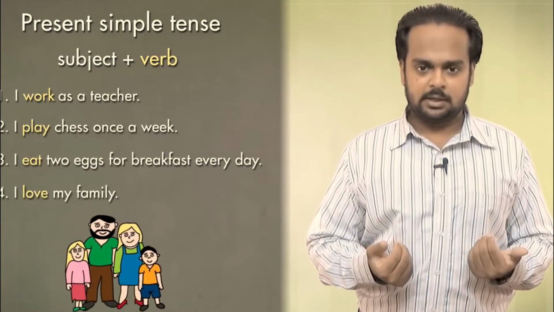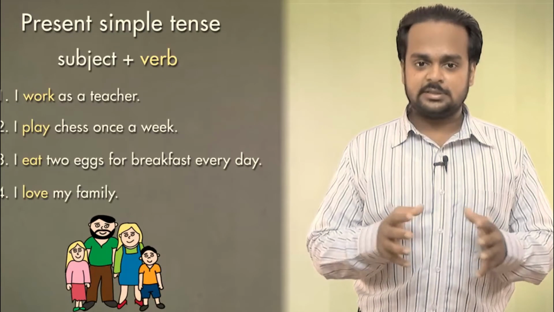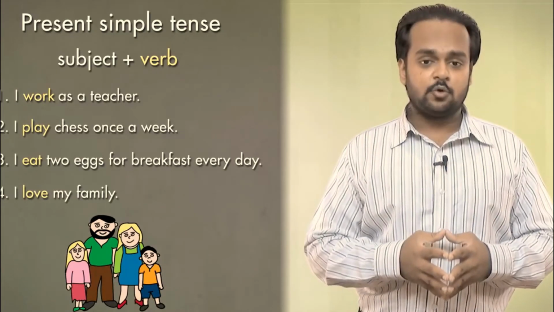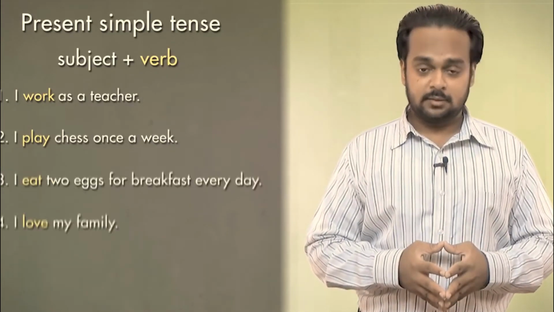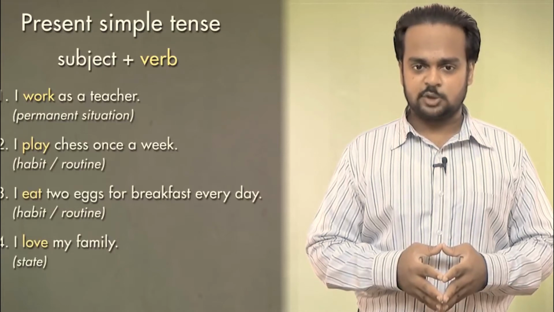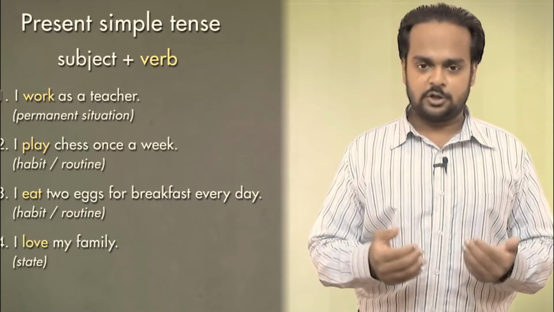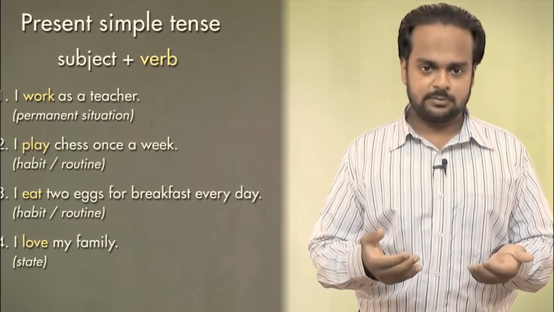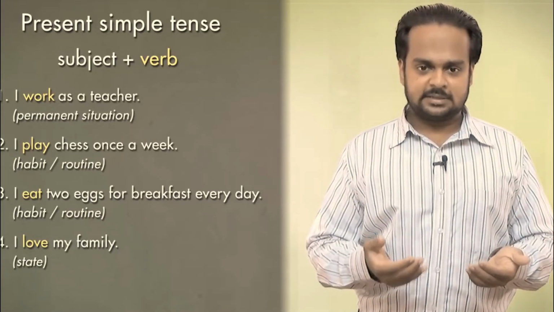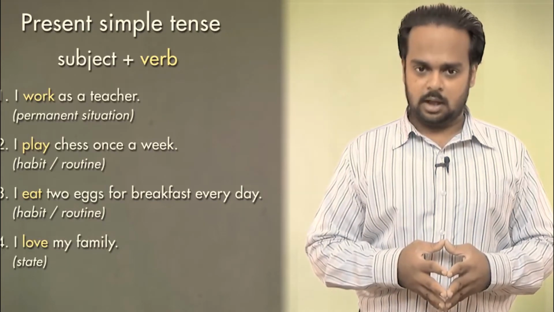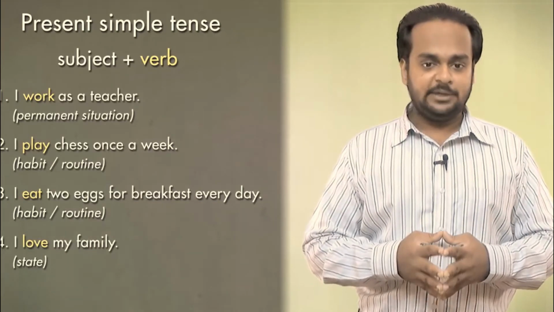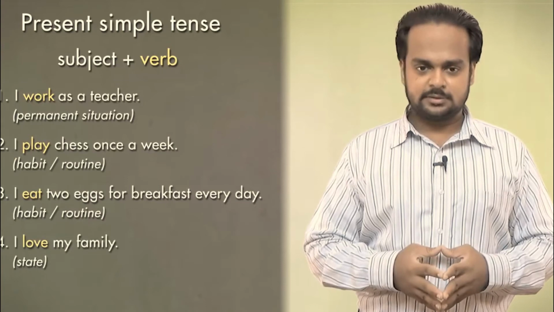I love my family. These are all present simple tense sentences, and if you remember from the previous lesson, the first sentence is a permanent situation. The second and third talk about things that I do regularly, habits or routines. And the last sentence is a state using the state verb love. These are the main uses of the present simple tense.